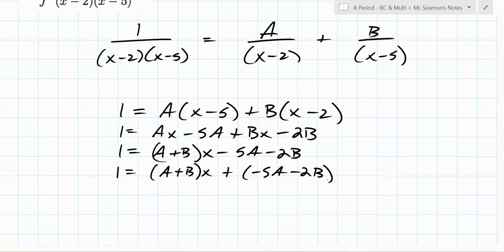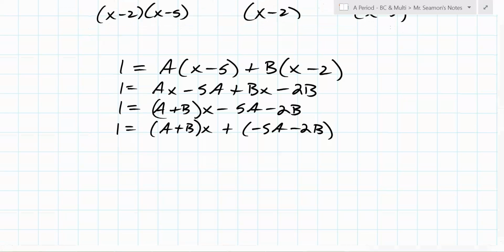I think I did. How many x's are there? There's a plus b x's. So at this point, can you tell me one thing you notice? What does a plus b have to equal? At this point, you know that a plus b must equal 0. That is true. Absolutely. What about negative 5a minus 2b? That has to be 1.